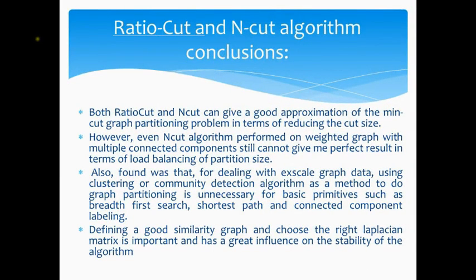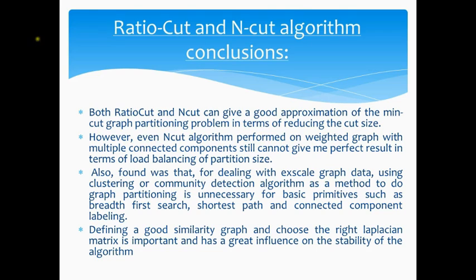Moving forward, let's derive all the conclusions we got from the practical implementation of the ratio-cut and n-cut algorithms. We can find that both ratio cut and normalized cut can give a good approximation of the min-cut graph partitioning problem in terms of reducing the cut size. However, even the normalized-cut algorithm performed on a weighted graph with multiple connected components still cannot give a perfect result in terms of load balancing of partition size.